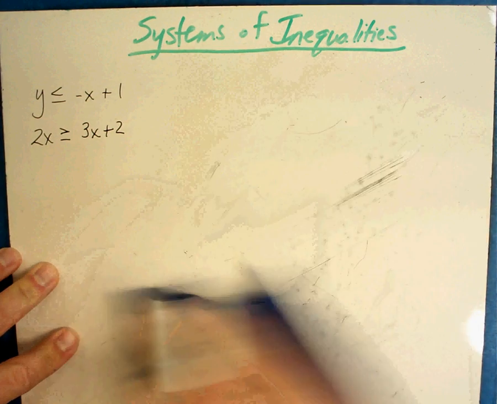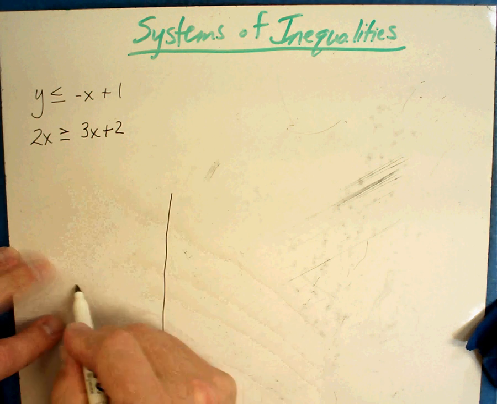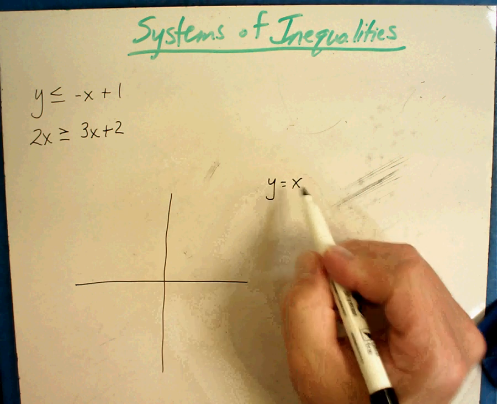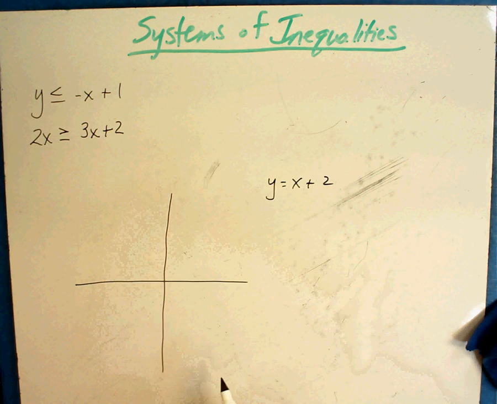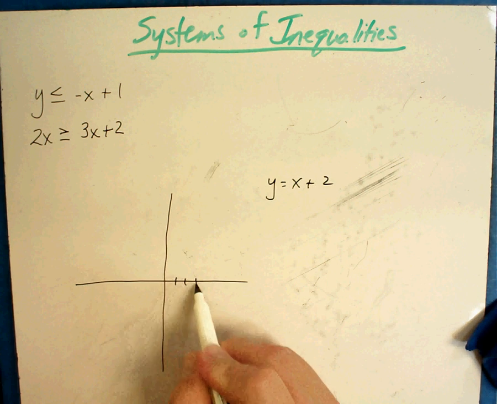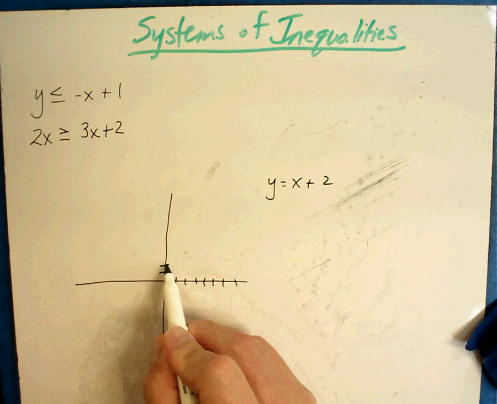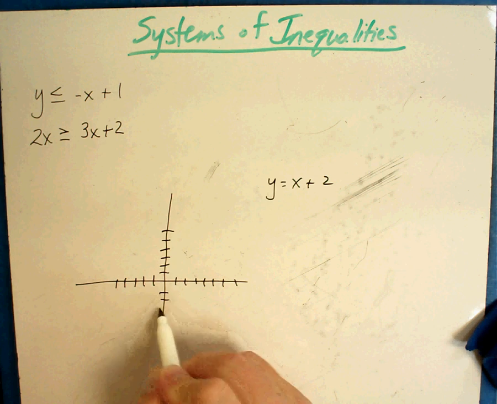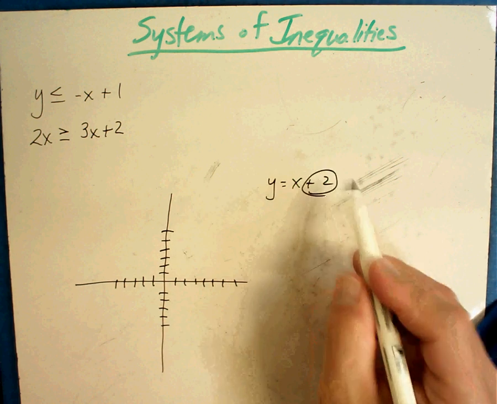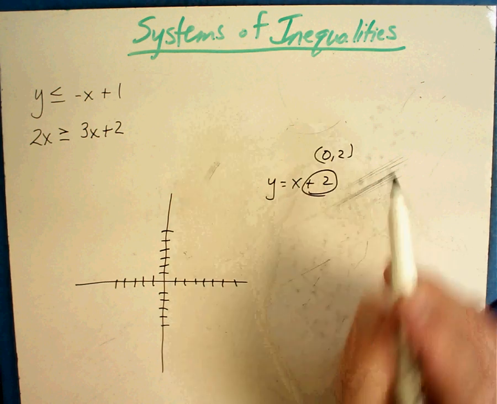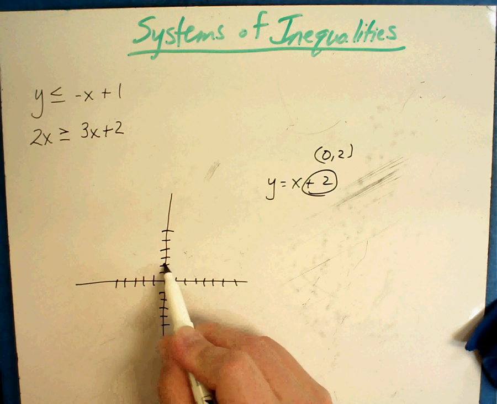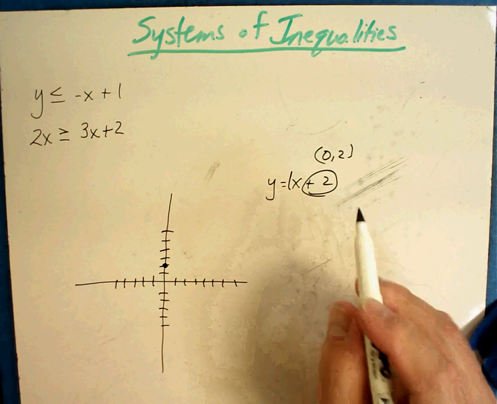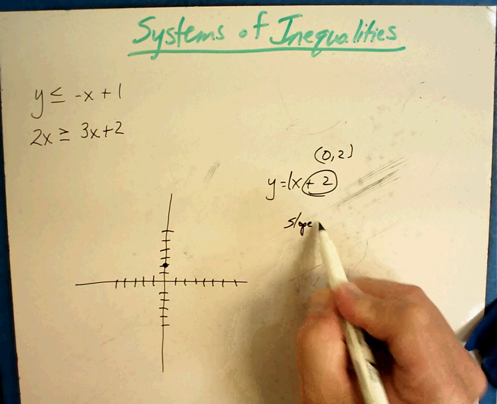Let me just remind you of a couple of things we do know. Let's say we had the line y equals x plus 2. If I had a basic graph here, this is the y-intercept. So at (0, 2) is where it hits the graph. We know that the slope is 1.